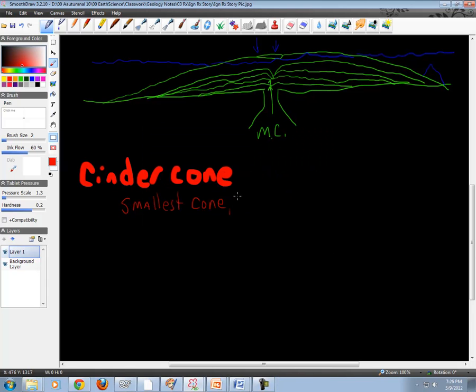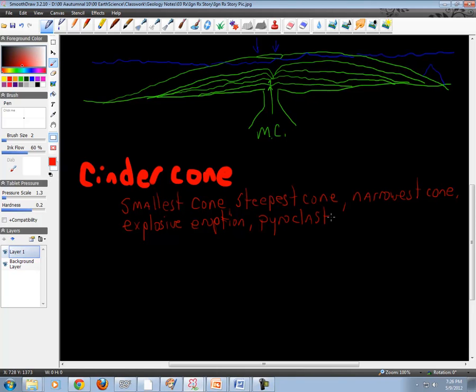It is the steepest cone. It is the narrowest cone. It tends to have explosive eruptions, but usually with pyroclasts, with rock. Examples of this one, again in Iceland.